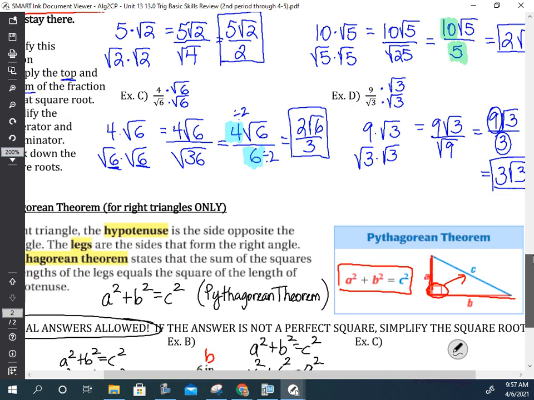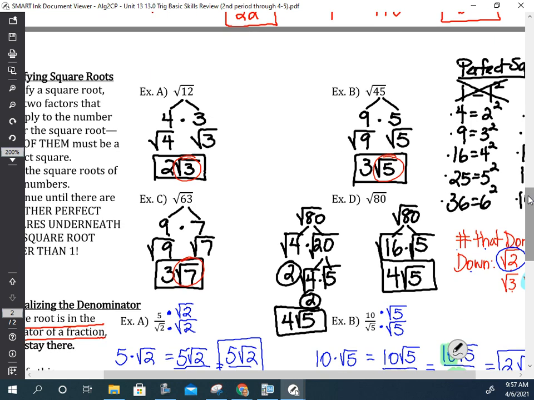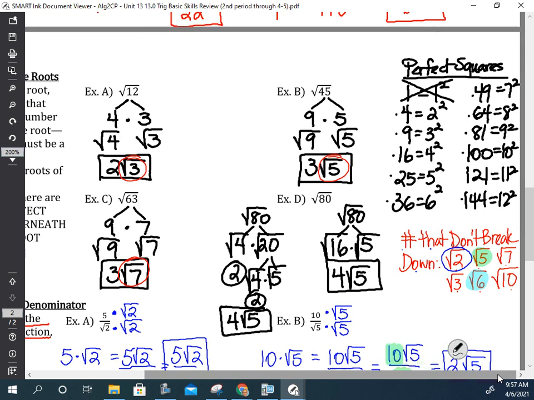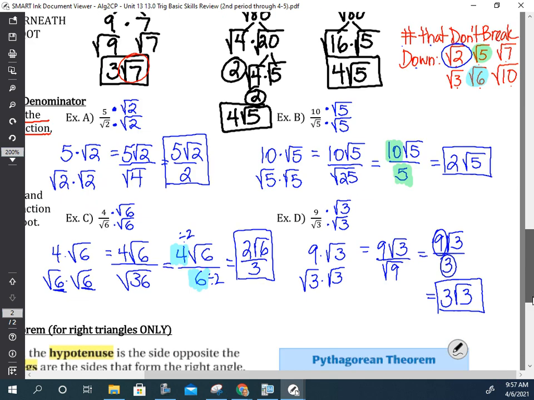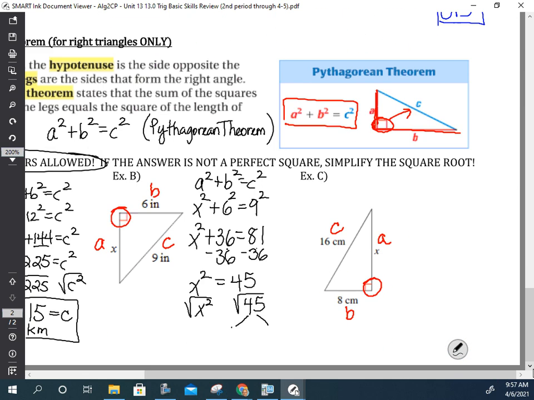So we go back to our nice little chart from yesterday. So there's the first set of perfect squares. So 45 divided by 4 is a decimal. That doesn't work. 45 divided by 9 is 5. So 9 times 5. Square root of 9 is 3. Square root of 5 is square root of 5. So that's your answer.